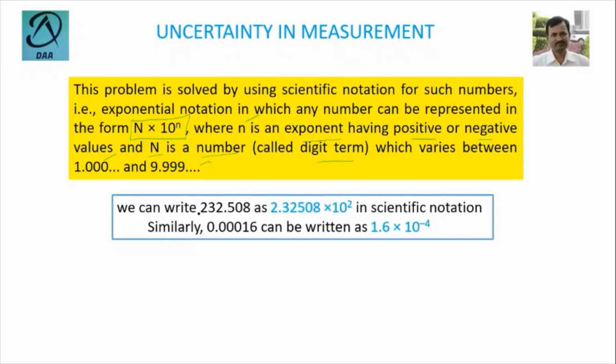For example, we can write 232.508 as 2.32508 multiplied by 10 to the power 2 in scientific notation. Similarly, 0.00016 can be written as 1.6 multiplied by 10 to the minus 4. So when zeros are there on the left side after the decimal, we have to put the minus symbol on the small n value, the exponent value.